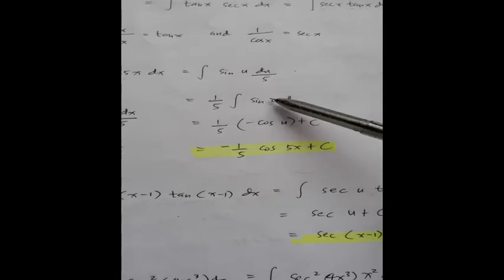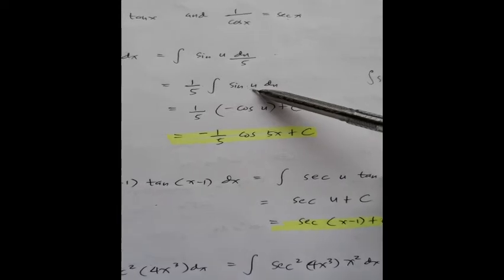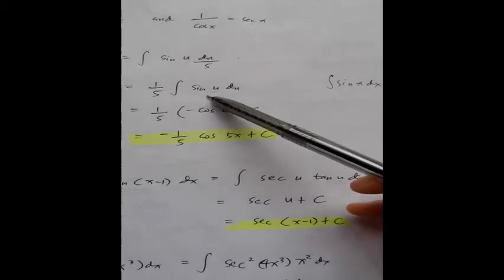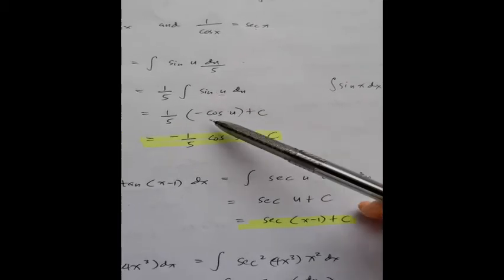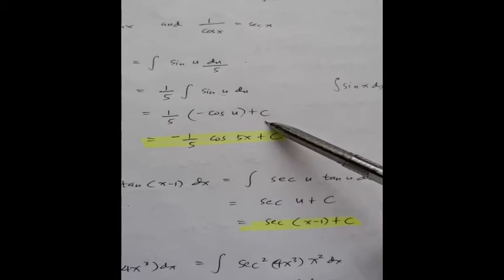So, we are left with sin u du. Okay, so since, di ba, mapapansin ninyo dito, variable u na lang ito, wala siyang kasama dito na constant na hindi 1. Hindi katulad dito kanina na 5, di ba? So, kapag ganito na yung nangyari, pwede na natin gamitin yung formula na integral of sin x dx is equal to the negative cosine x plus c. So, it implies that integral of sin u du is equal to the negative cosine u plus the constant c.